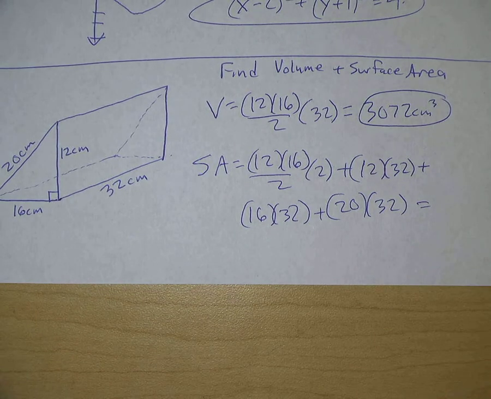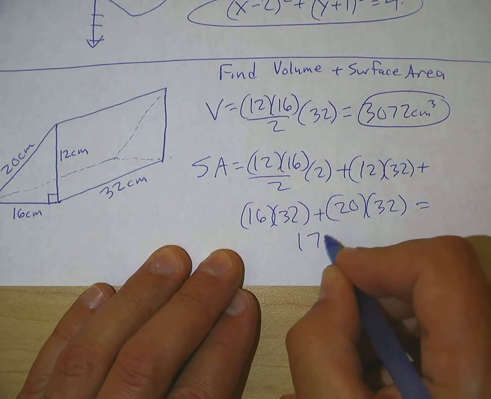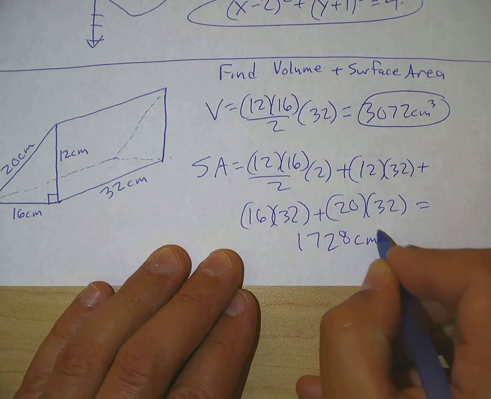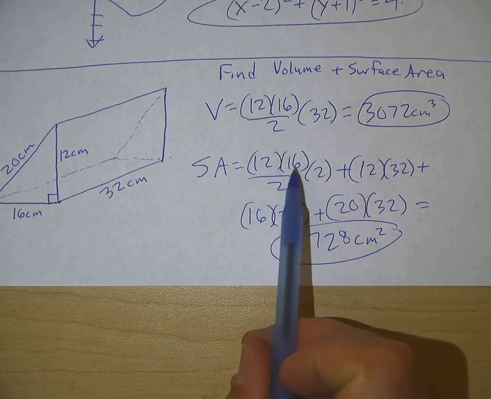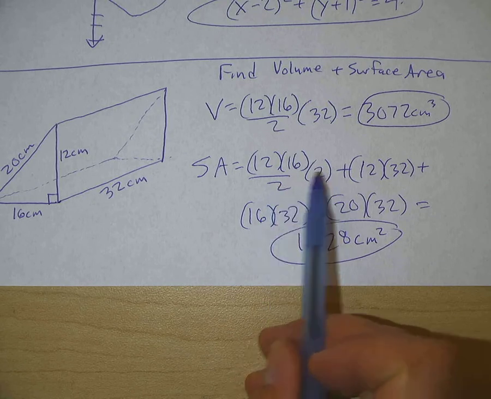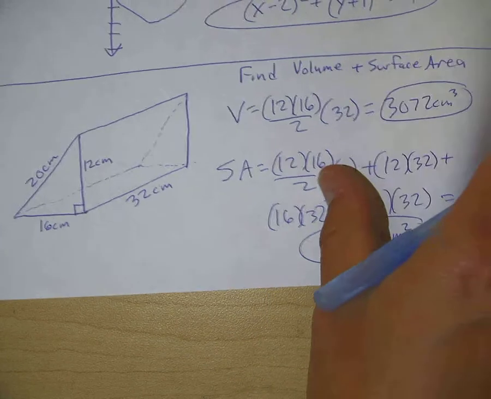So let's do that very quickly. 12 times 16 plus 12 times 32 plus 16 times 32 plus 20 times 32 should give you 1,728 square centimeters, because it is an area. Notice I took 12 times 16 because when you divide by 2 and multiply by 2, these two cancel each other out. All right, let's keep rolling.